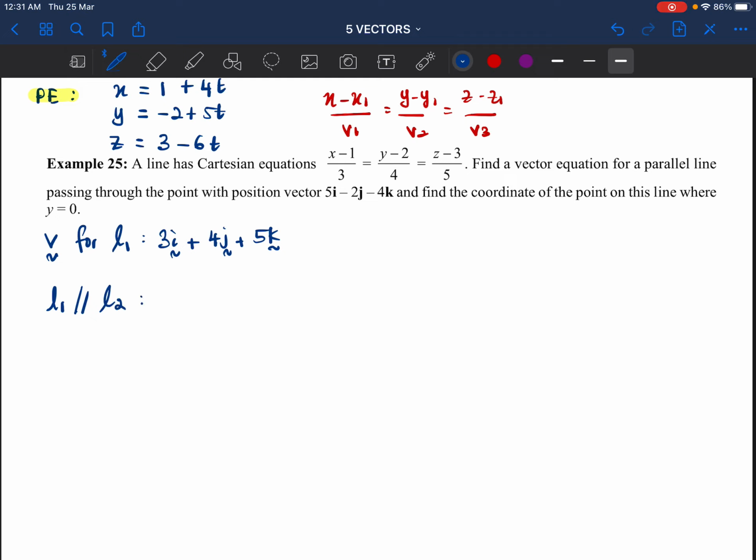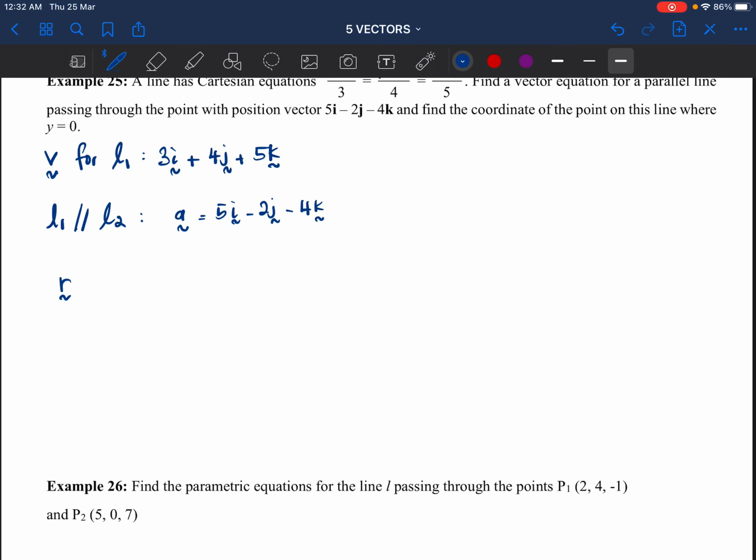Which is, kita tahu position vector kita kat sini ialah 5i minus 2j minus 4k. Okay, alright. So sebelum kita pergi kepada the next question, kita selesaikan dulu. Kita cari dulu vector equation kita kat sini. So kita ada vector equation r is equals to a plus tv. So kita tahu untuk line 2 kita, a kita ialah ini, this one. So masukkan kat sini lah.